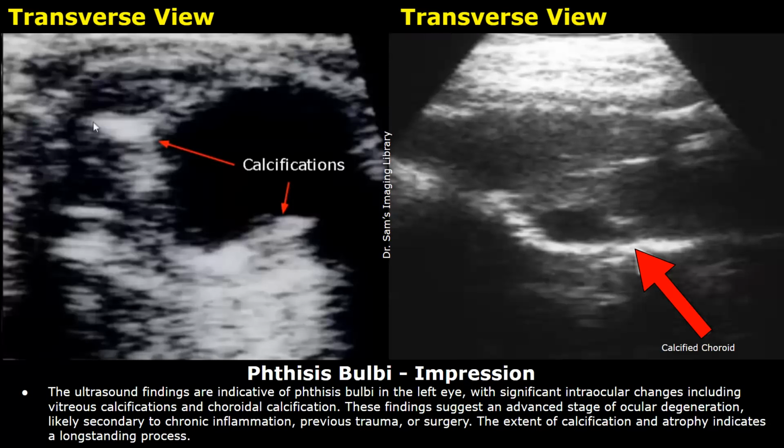This is the impression. The ultrasound findings are indicative of Phthisis bulbi in the left eye, with significant intraocular changes including vitreous calcifications and choroidal calcification. These findings suggest an advanced stage of ocular degeneration, likely secondary to chronic inflammation, previous trauma, or surgery. The extent of calcification and atrophy indicates a long-standing process.